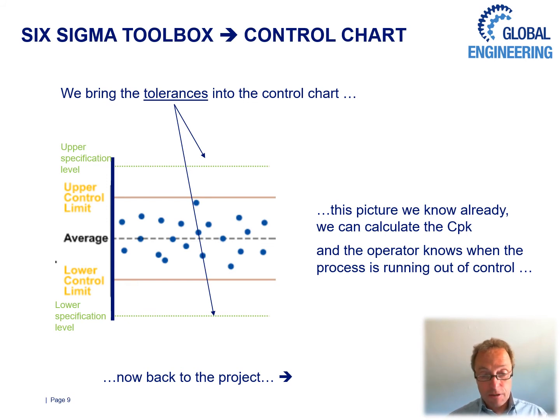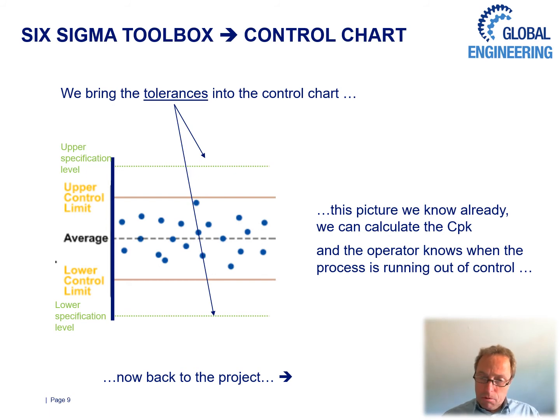We see here our mean, our average, we see our upper and lower control limits, plus minus 3 sigma, and we see now our specification limits. And hopefully the picture is like we see it here, that the upper and lower control limits are in between the tolerances, and the bigger the distance between them is, the better of course the process and the more reliable.